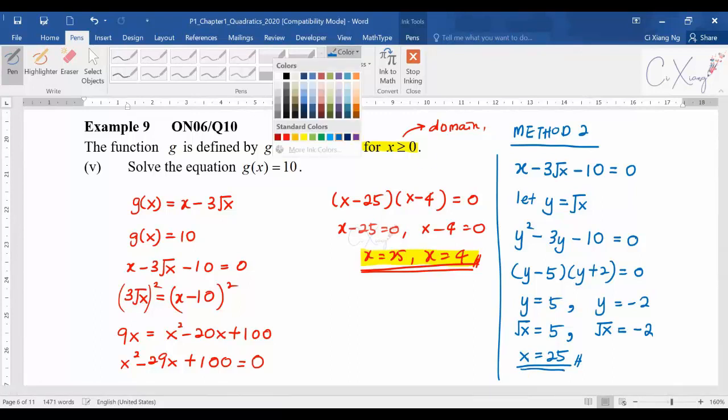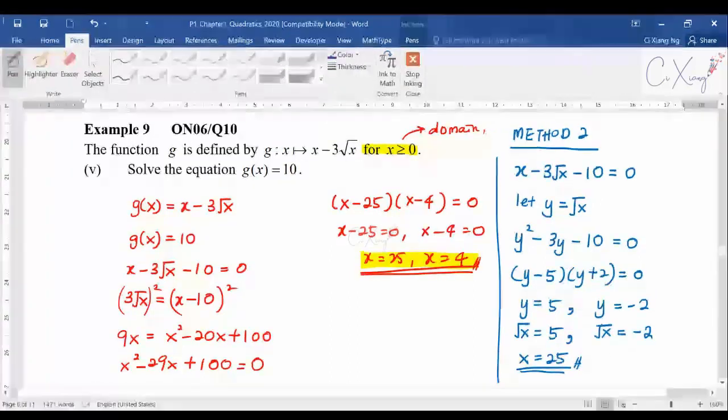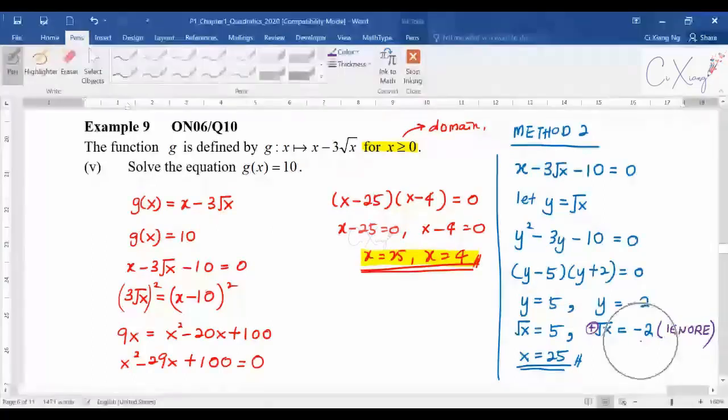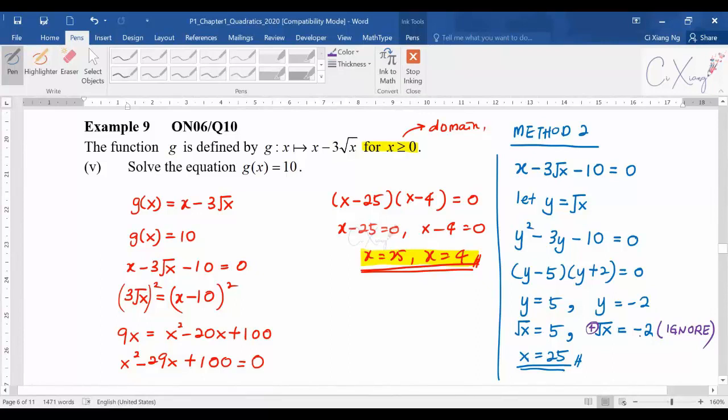Now for the other answer, your square root x, in front here they didn't write any sign, right? If they didn't write any sign, it means that it is positive. So positive square root x equals negative 2. This is impossible to happen, because no matter how you take the square root of x, you won't get any negative value. They already tell you in front, they didn't write any sign, so it should be positive. But I want to get a negative answer. This is impossible, therefore I should ignore it. So if I'm using method number 2, this is the only answer that I have.